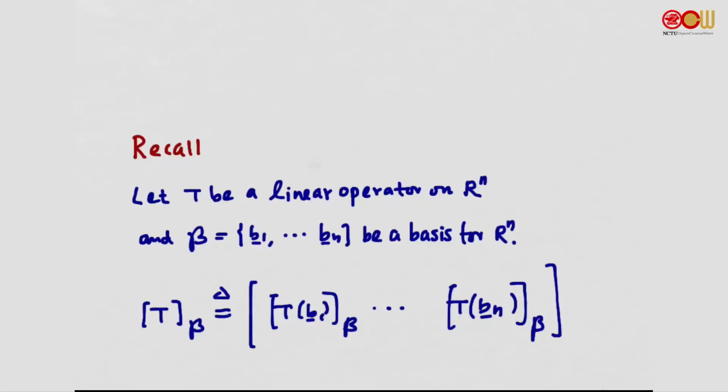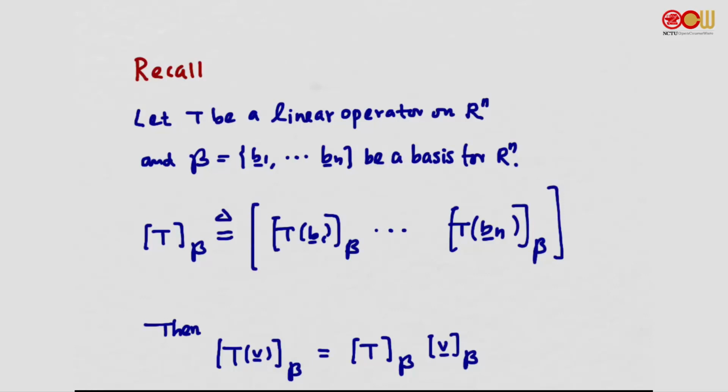First, let's go over matrix representation for a linear operator on Rn. Suppose T is a linear operator on Rn, and then we have a basis for Rn. Then the matrix representation of T with respect to the basis is defined as a matrix like this. The first column vector is the image of B1. And the second column vector of this matrix is the coordinate of the image of B2, all the way to the coordinate vector of the image of Bn.